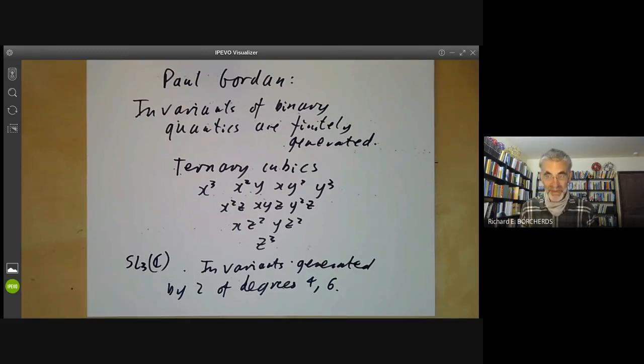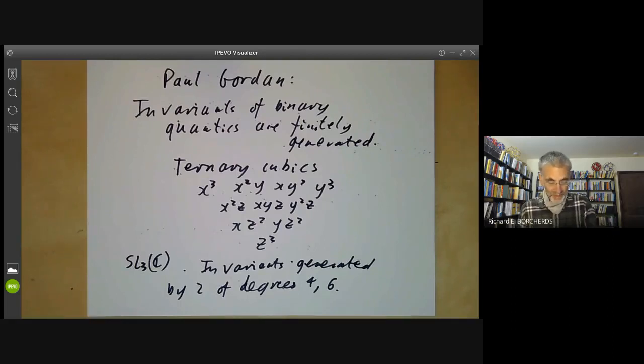There have been some occasions when some mathematician used a computer and a large computer calculation to compute invariants and was slightly embarrassed to discover that some guy in the 19th century had already done it by hand.